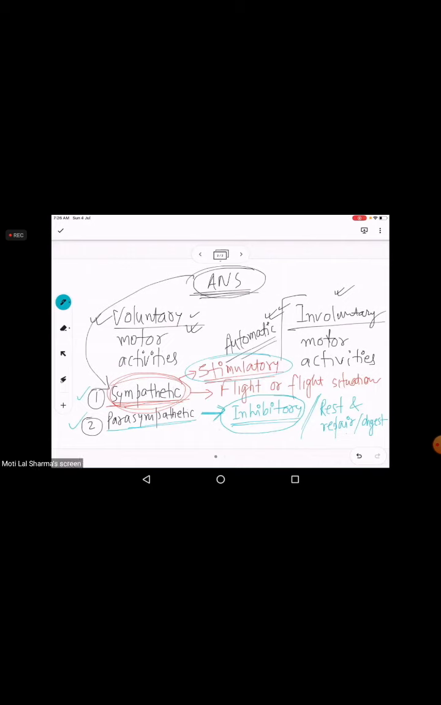So that means after eating, we should be taking rest for some time. Why? Because when we take rest, our parasympathetic nervous system becomes active.